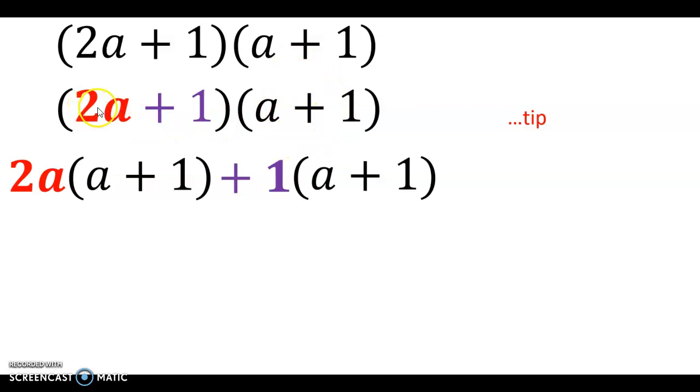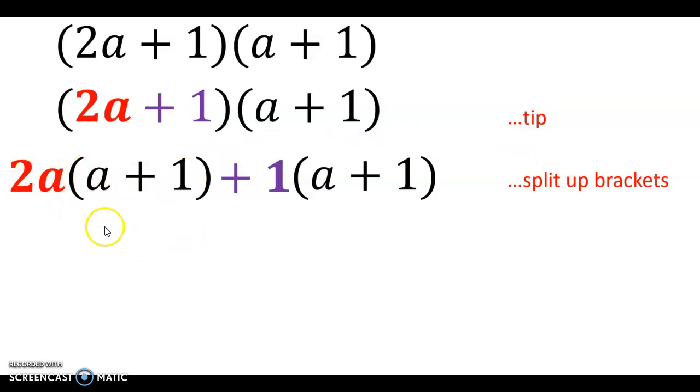So again, first part of the first bracket multiplied by all of the second bracket, and then the second part of the first bracket multiplied by all of the second bracket. And that is referred to as splitting up the brackets. And now you've got to do your multiplication here, where you're going to remove the brackets in the next step.